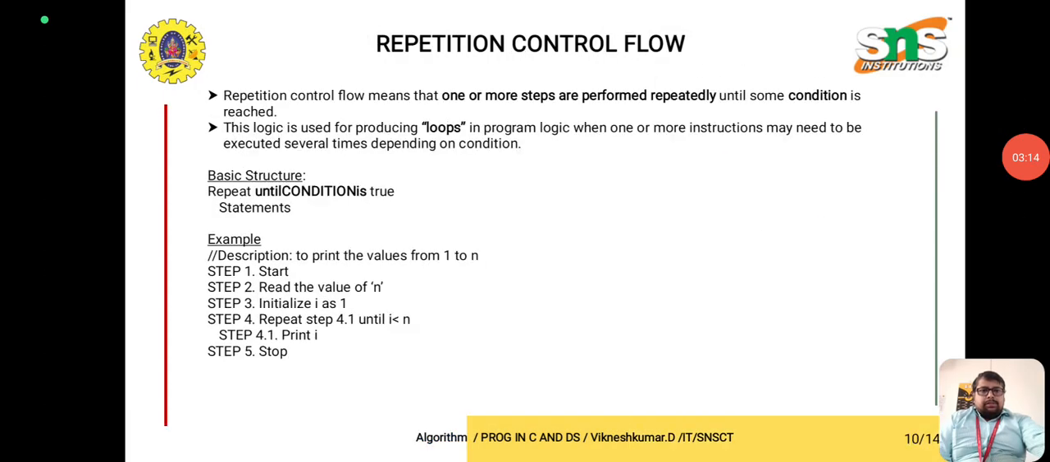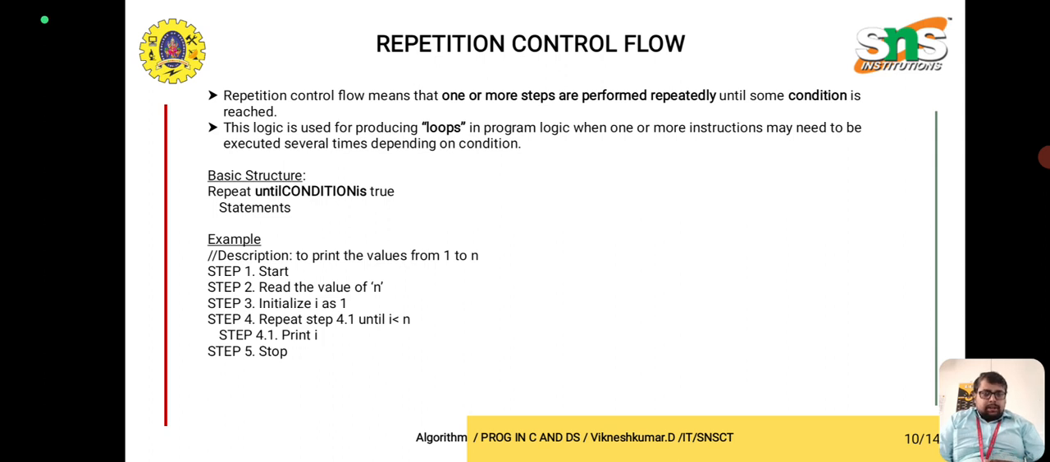Next, we are going to see about repetition control flow. Repetition control flow is nothing but, based upon a certain condition being true, the statement gets repeated again and again. A repetition control flow means that one or more steps are performed repeatedly until some condition is reached. The same statement will be executed again and again, till the condition is true. For example, we will take printing the values of 1 to n.